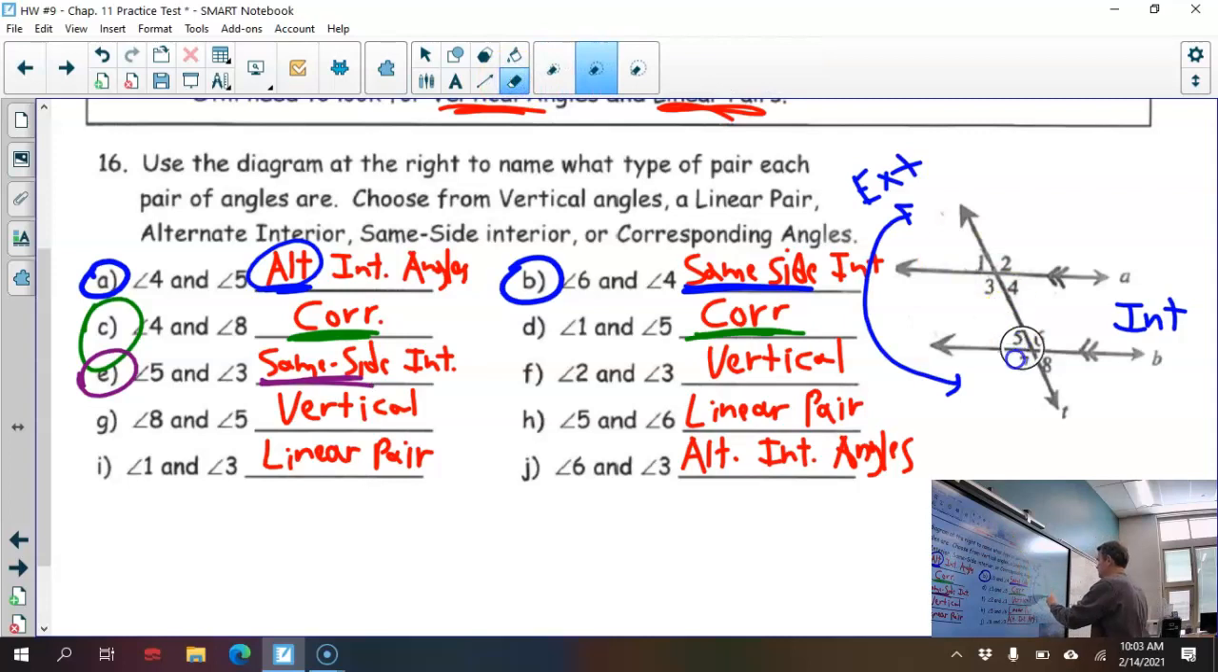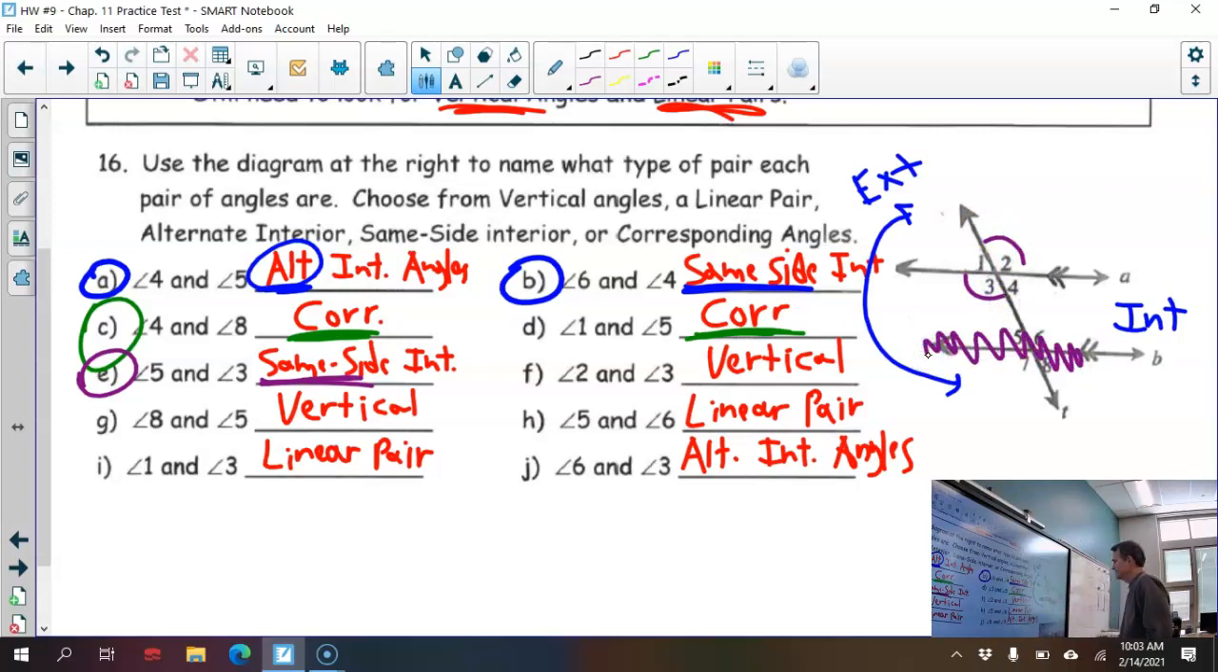Letter F. Letter F is angle 2 and angle 3. Now that doesn't even use this line down here. So those are, let's see, they are made by two lines crossing, so they are vertical angles, right? Vertical.